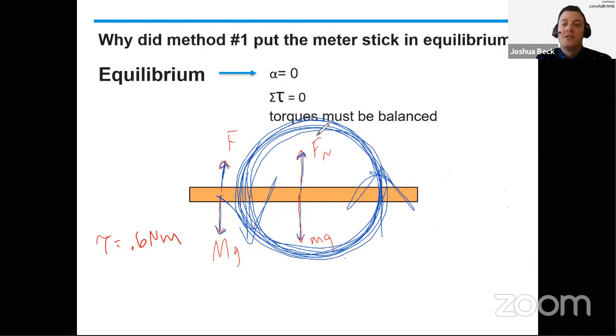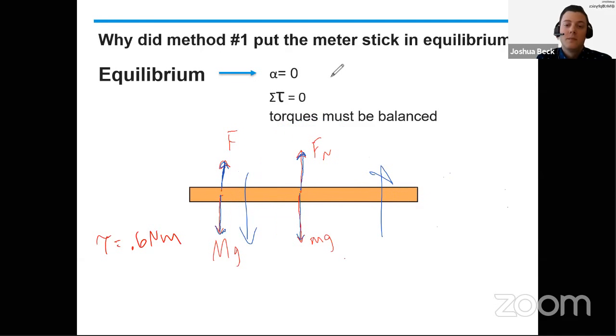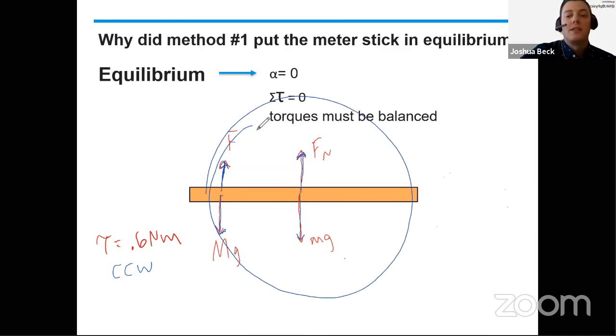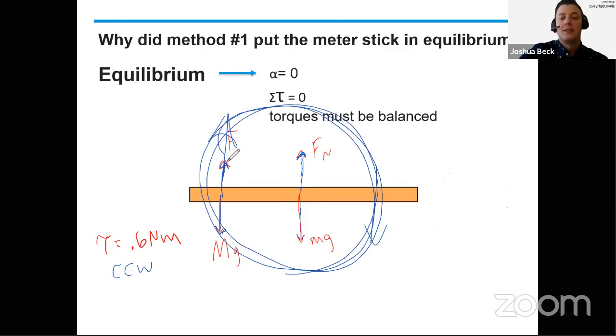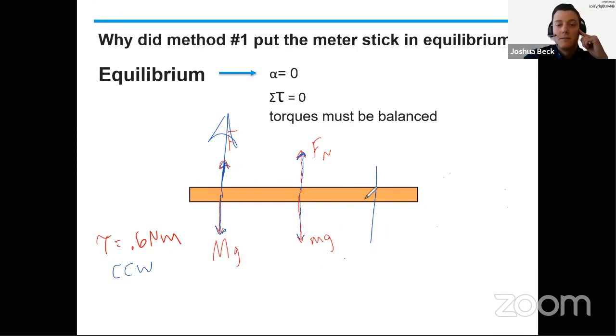So instead, the way that we're going to define that torque is as a counterclockwise torque, because the direction of rotation that it tries to create is in the counterclockwise direction. Now the torque from this added force, you can see that that's going to push this meter stick up. But when the meter stick gets pushed up on that end, this end's actually going to go down. So that's going to try and make this rotate this way. So we would call that a clockwise torque.